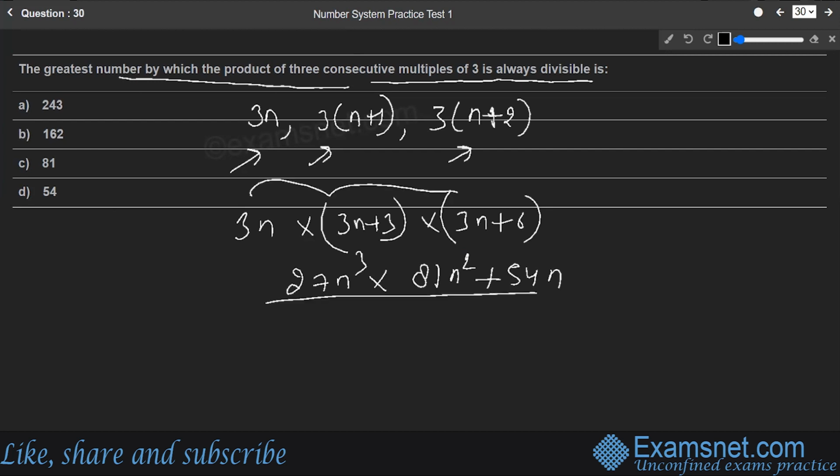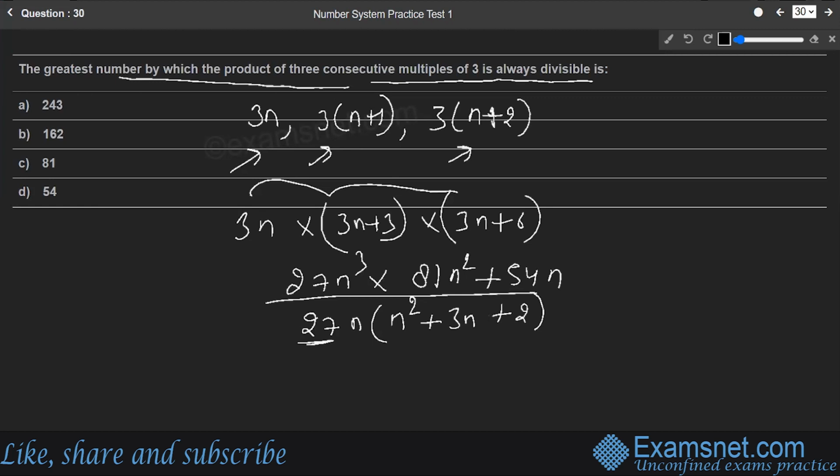Obviously, I can take maximum 27 as common. If I take the max 27, and yes, n can also be taken common. So in the first term, I am left with n square. In the second term, I am left with 3n, and in the last term I am left with 2. So this is what is 27 out of it. So he says the greatest number by which the product, what is that greatest number which can divide all of them.